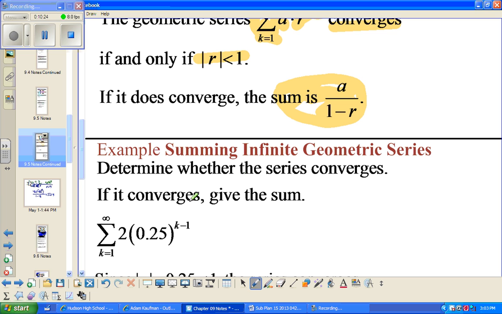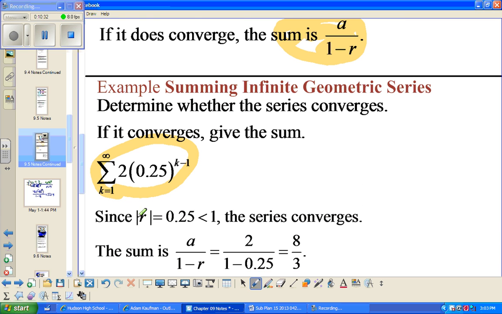So here's an example. Determine whether the series converges. If it converges, give the sum. Here's the series. Since the absolute value of r is 0.25, which is less than 1, the series converges. It's as simple as that. How do you get what it converges to, or what the sum is? a over 1 minus r. a is 2, and 1 minus r is 1 minus 0.25. That's what it converges to.